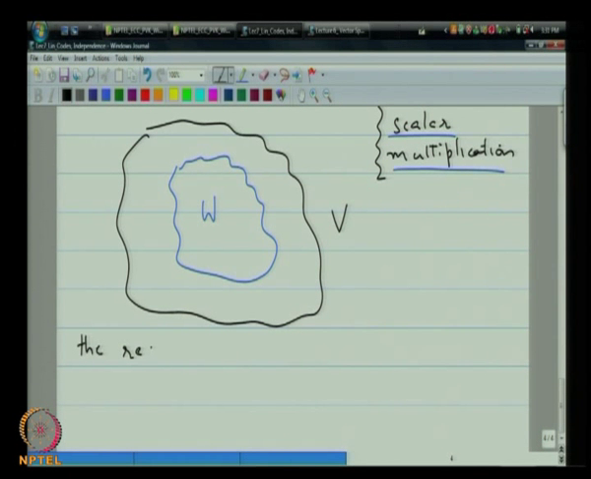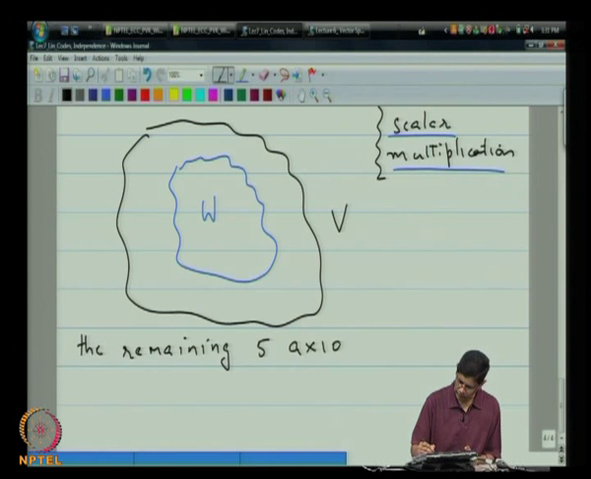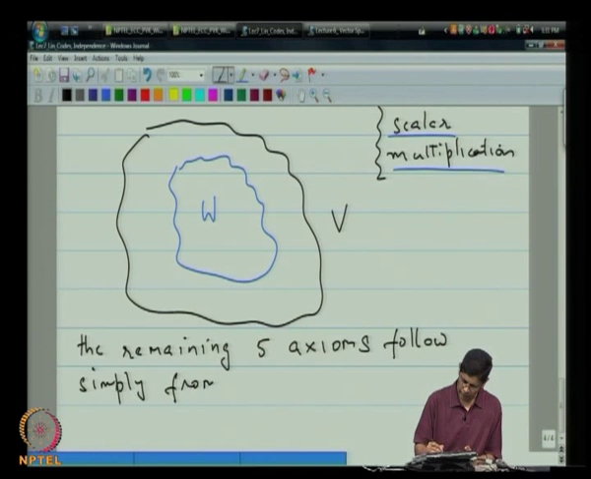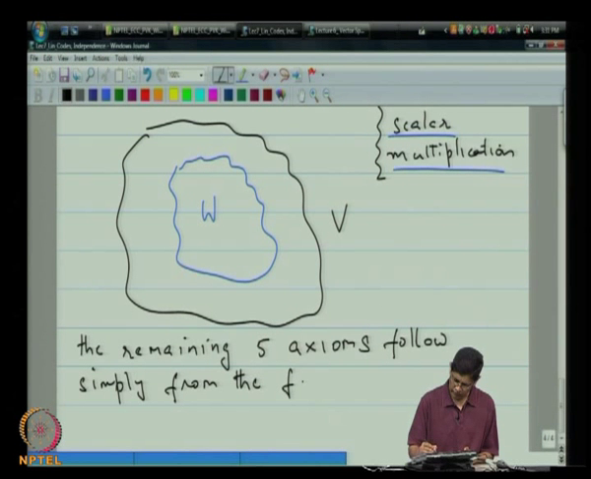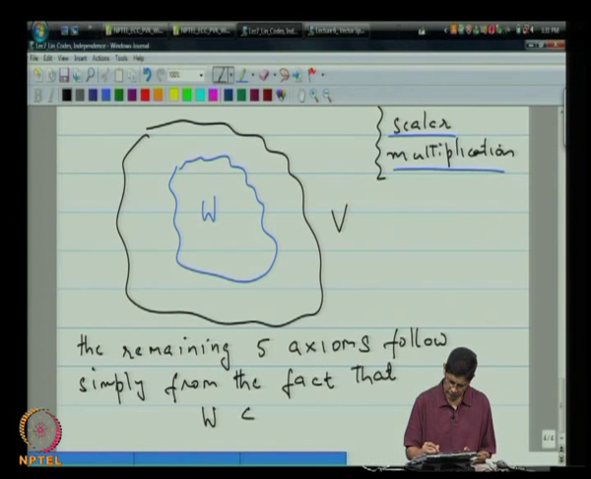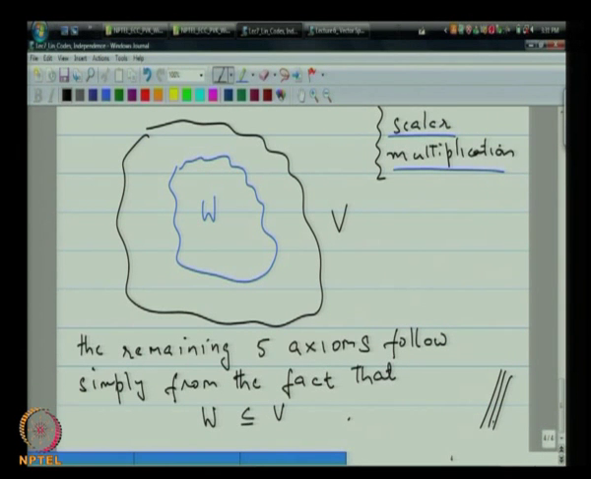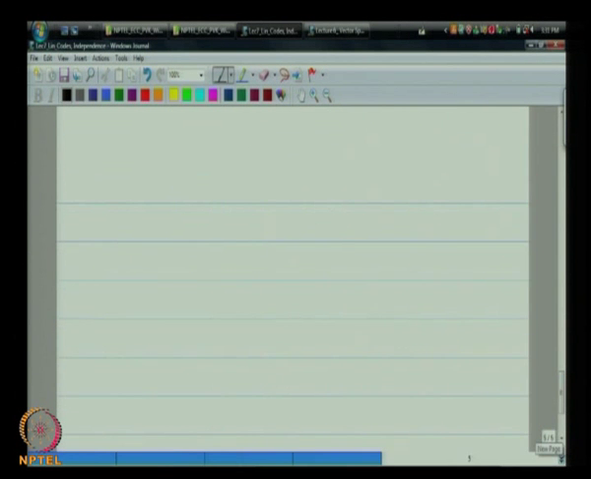The remaining five axioms follow simply from the fact that W is a subset of V. Okay. So, that proves that this single test is all that you need in order to ensure that you have a subspace. All right. Let us apply that in an example.